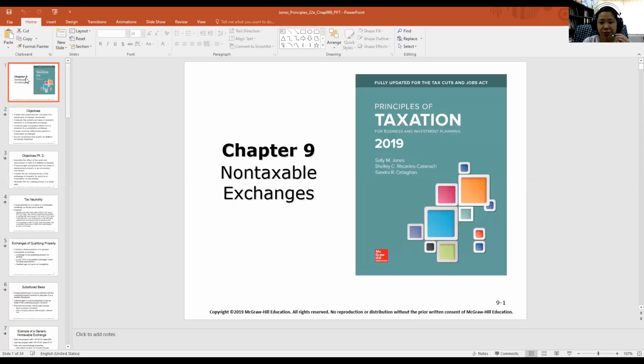Hello everyone. Today let's look at Chapter 9, Non-Taxable Exchanges. There are some transactions where we exchange one property for another property, and in this transaction there is no recognized gain or loss, or in other words, we don't have to pay tax on that. So we call it non-taxable exchanges.